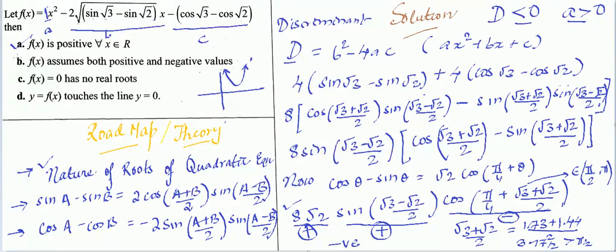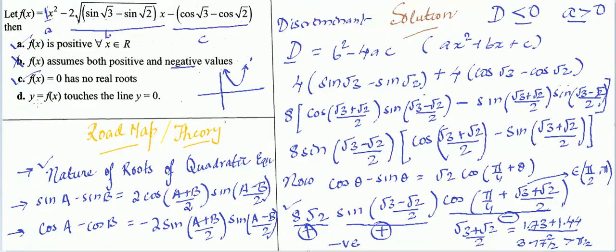Then definitely option B is not correct, because it says f of x assumes negative values also, so that is not true. And option C, f of x equal to 0 has no real roots, that is correct, because as we had analyzed before, this was a hanging parabola, and hence this option is correct.